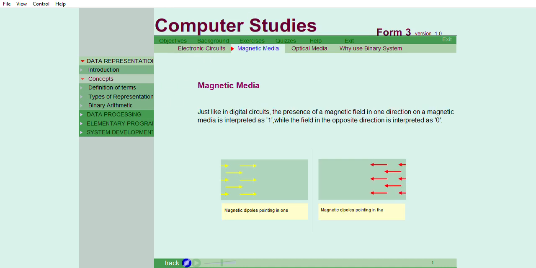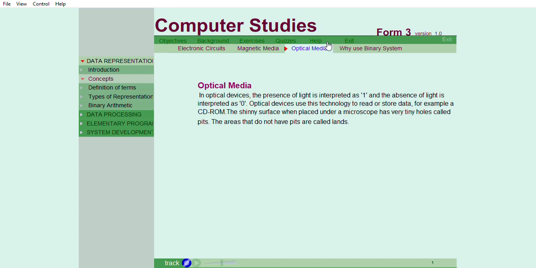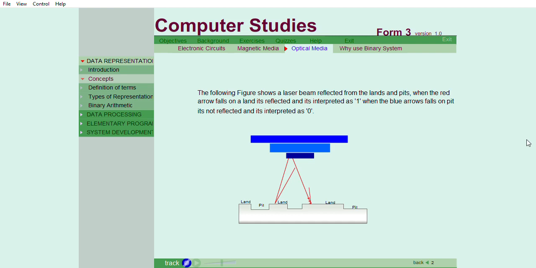Just like in digital circuits, the presence of a magnetic field in one direction on a magnetic media is interpreted as 1, while the field in the opposite direction is interpreted as 0. In optical devices, the presence of light is interpreted as 1 and the absence of light is interpreted as 0. The following figure shows a laser beam reflected from the lands and pits. When the red arrow falls on a land, it's reflected, and it's interpreted as a 1, and when the blue arrows fall on a pit, it's not reflected, and this is interpreted as a 0.